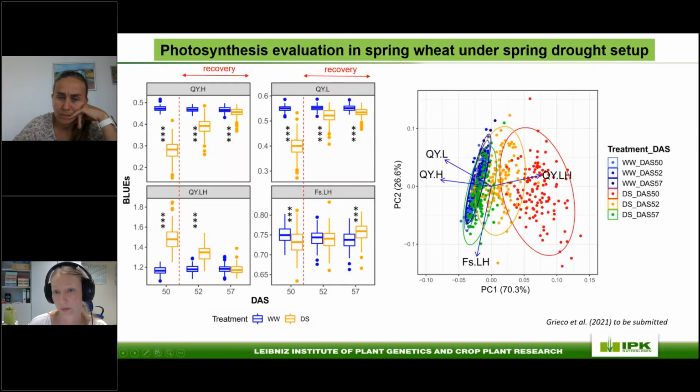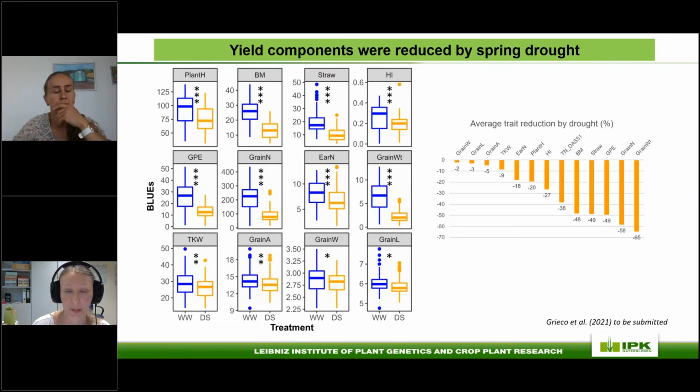Then the photosynthesis data move more to the well-watered and plant recovery data, which are basically clustering at the same angle. So that shows that the photosynthesis switches back to the normal state.